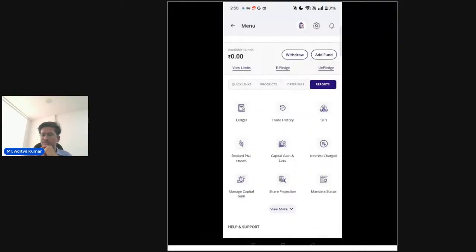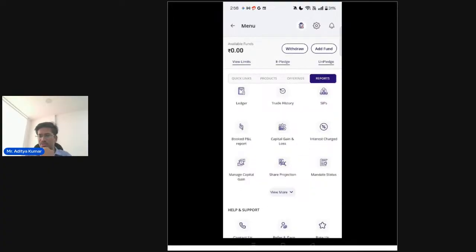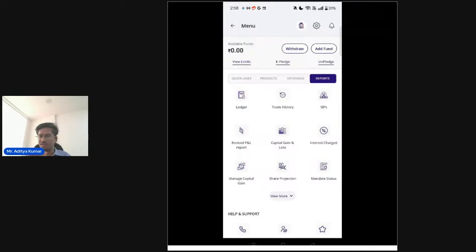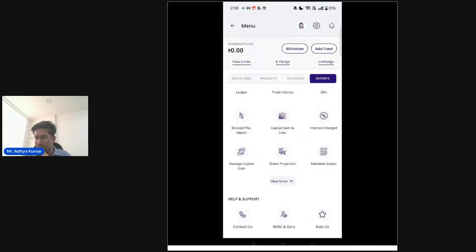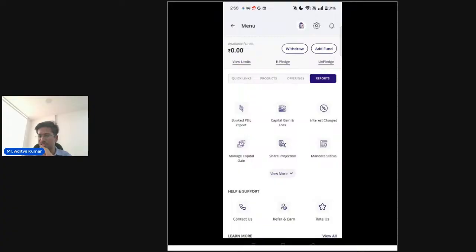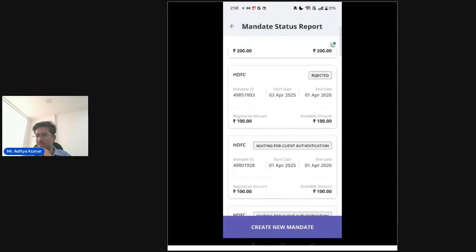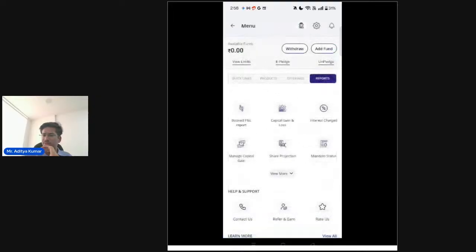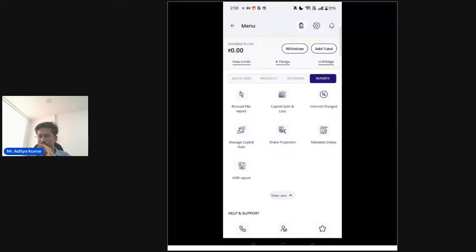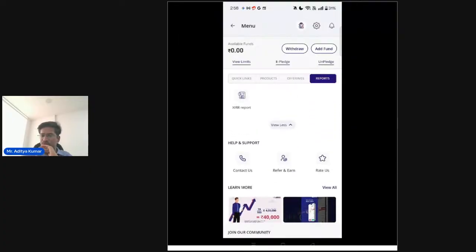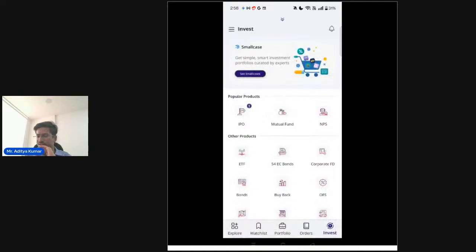Next, we have the Reports section. This is where you can monitor your investment performance. Here is what each report says. As you can see, Booked P&L shows the profit or loss you have made. Capital Gain and Loss shows gains or losses from your investments, useful for tax calculations. You can also see the Mandate Status, which tracks your SIP investment plan and approval for mutual funds. I will review this further in the webinar. And you have other reports like borrowed funds, share projections, and so on.